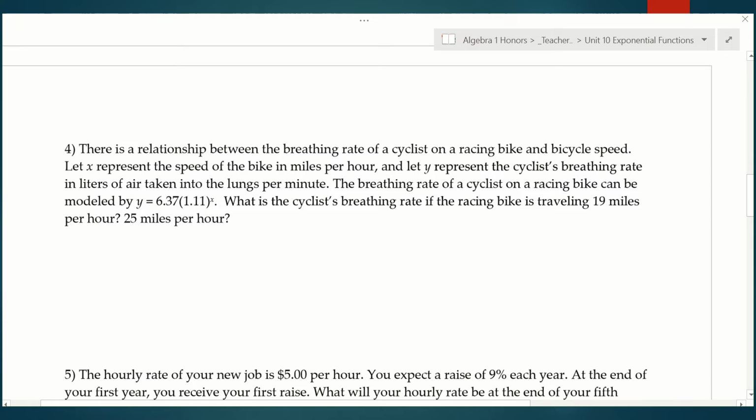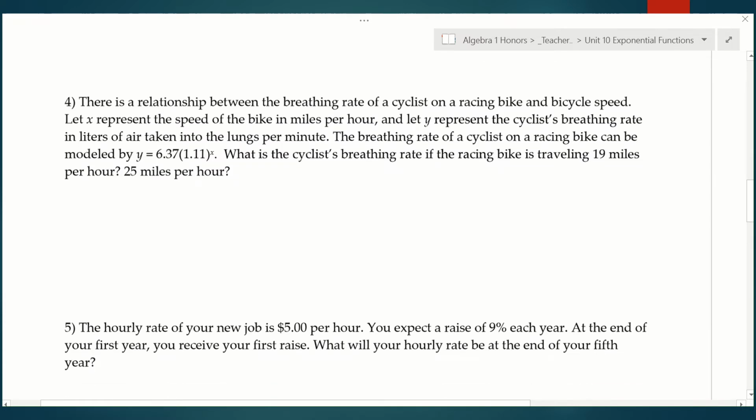There is a relationship between the breathing rate of a cyclist on a racing bike and bicycle speed. Let X represent the speed of the bike in miles per hour, and let Y represent the cyclist's breathing rate in liters of air taken into the lungs per minute. The breathing rate of a cyclist on a racing bike can be modeled by this equation. What is the cyclist's breathing rate if the racing bike is traveling 19 miles per hour? What about 25 miles per hour?